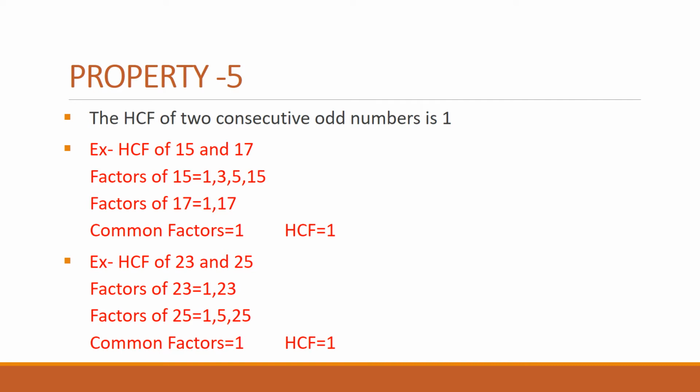Another example, 23 and 25. Factors of 23 are 1 and 23, and factors of 25 are 1, 5 and 25. So the common factor, again you can see here, is only 1. So HCF is also only 1. So the HCF of two consecutive odd numbers is 1.